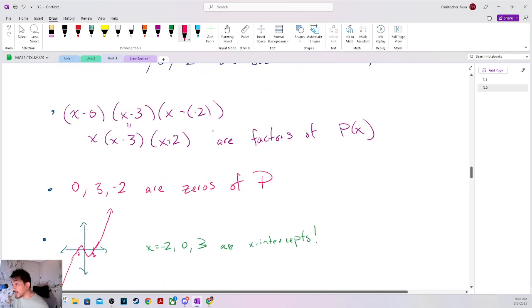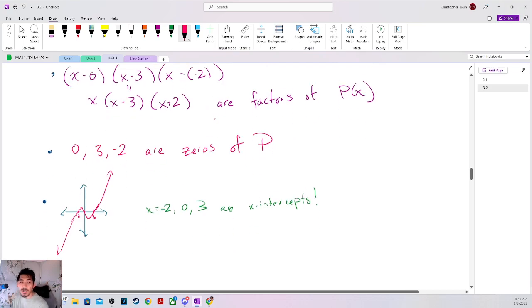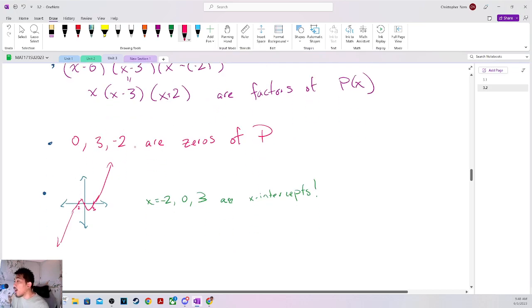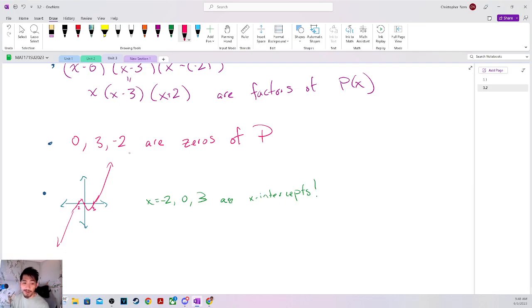And because they're factors, and all these are solutions, we can also say 0, 3, and -2 are the x-intercepts of my function or graph. So I can plot those points, and I know it touches the x-axis in particular. It touches at -2, 0, and 3. This is a very powerful theorem.